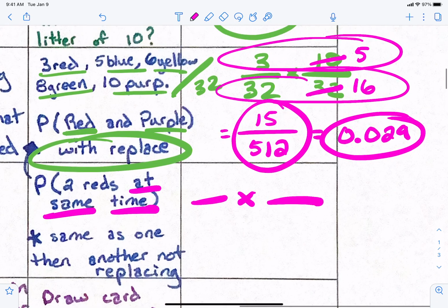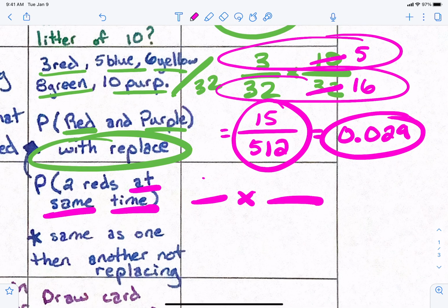So I have 2 reds that I'm pulling out. The first time I have a 3 out of 32 chance of pulling a red out, okay? Now, the second time, if I'm not replacing, I only have 31 marbles. How many of them are red? 2. Only 2 this time. Most of the time you're going to end up just subtracting from the bottom number, but since I'm pulling 2 of the same color out, I have to subtract from the top number as well.